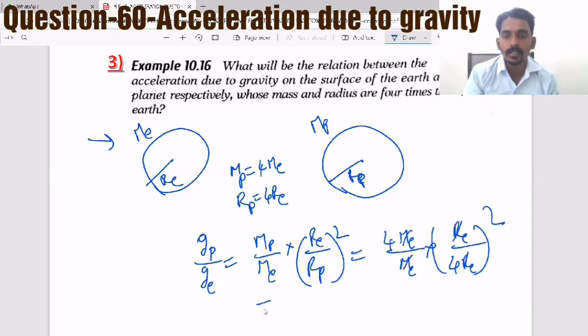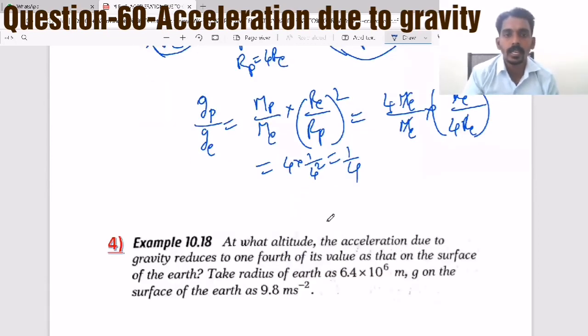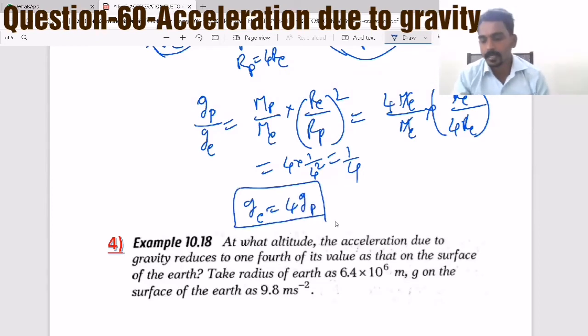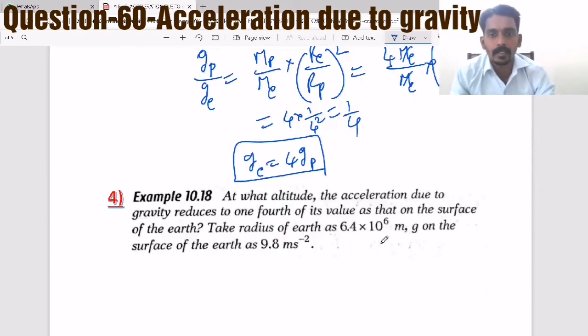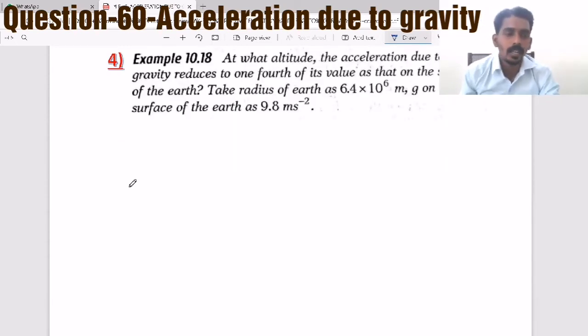So cancel. Then you will get 4 into 1 by 4 square, nothing but 1 by 4. So what is the relation will become? G on Earth is 4 times G on planet. This way you can get the questions based on the comparison between two different planets.